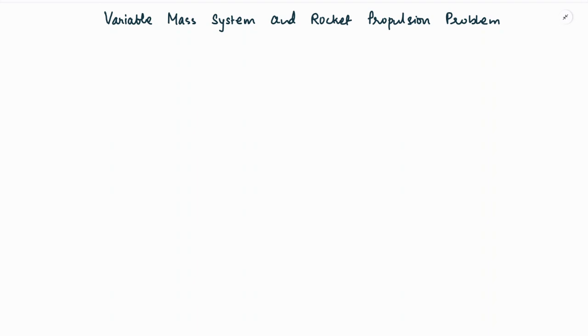But this time along with the problem solving, we will also try to understand how a variable mass system and rocket propulsion problems are solved and what is the concept behind its working. So we will be trying to understand it using the problem. So let's get started. We are dealing with problem number 1.178 and we are trying to understand variable mass system and rocket propulsion problems.